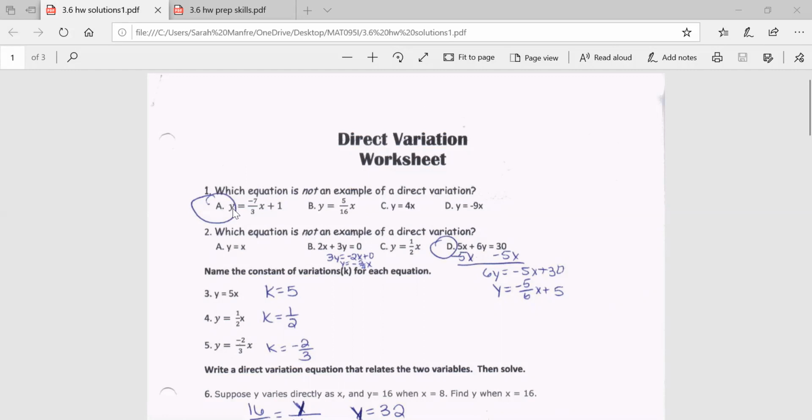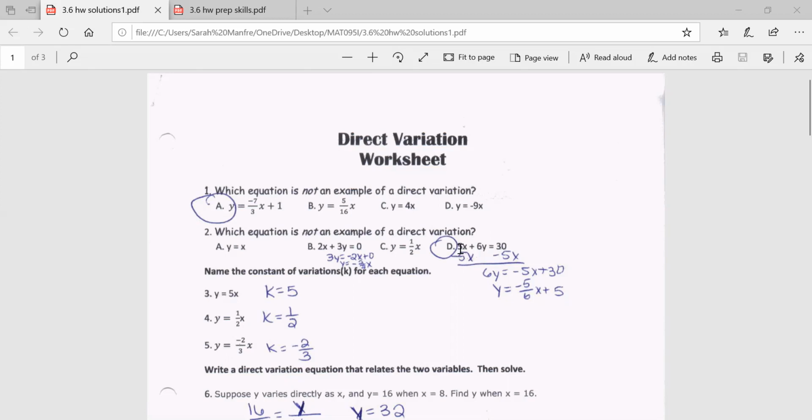Same thing with number 2, which is not a direct variation. Well, A and C are both direct variations because it's y equals something x, right? So it's in the right form. If you notice, B and D are not in the right form. So we have to solve this as a literal equation so we can get y by itself. And when you get y by itself, we're looking to see which one does not have a y-intercept, which one has a +0 at the end.